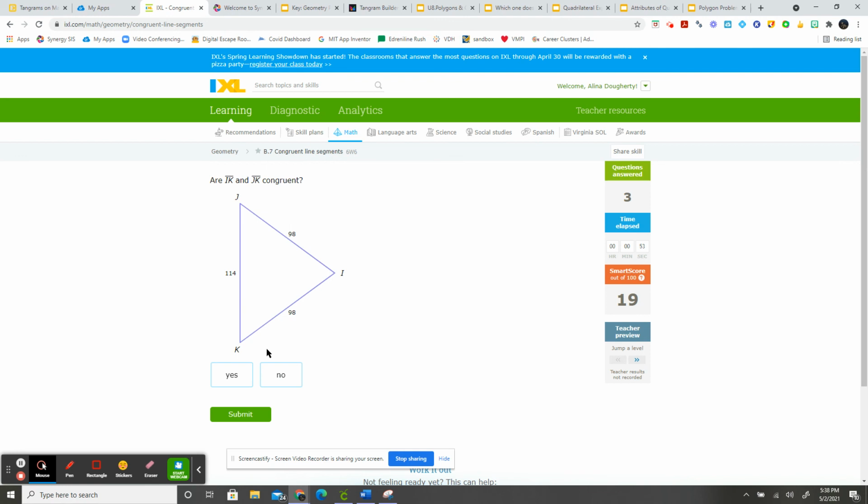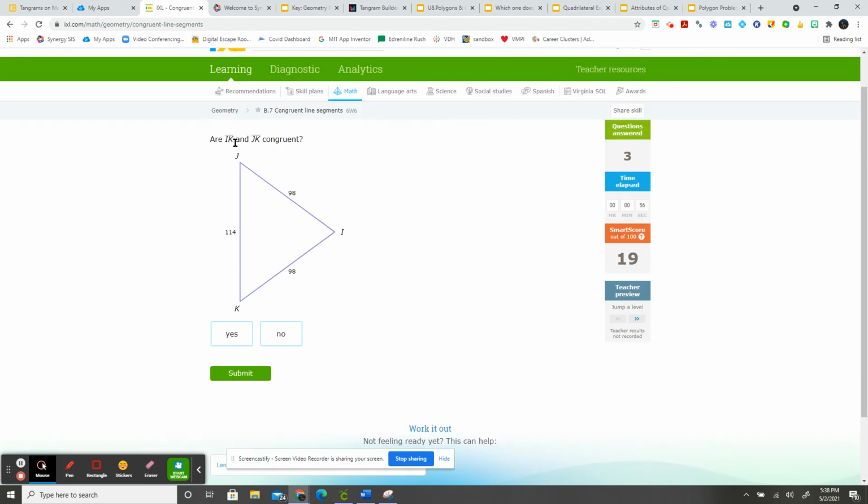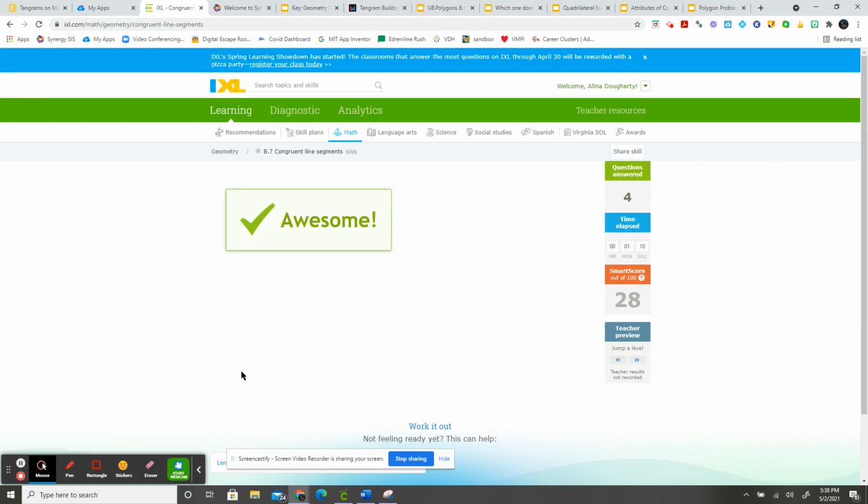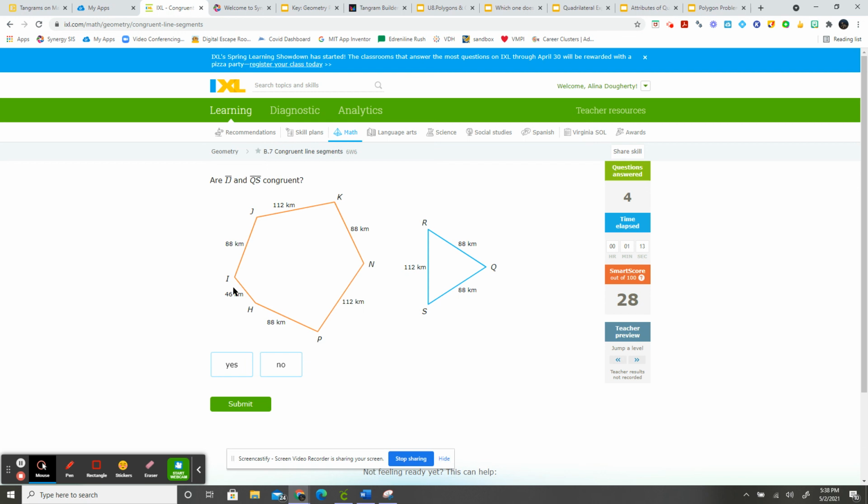Okay, be super careful. They're going to get into tick marks too. So 1 tick mark means they're equal, 2 tick marks means they're equal, but 1 and 2 don't mean the same. So let's see, IK is 98 and JK is 114. That's no. And you're just going to keep on rolling with that.